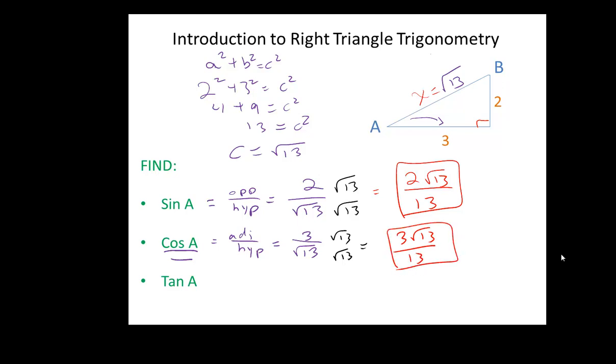Now for the tangent of A, I'm still using angle A. This time I need the opposite divided by the adjacent. That's the TOA, if you remember SOHCAHTOA. And so there's angle A, there's my opposite, which is 2, adjacent is 3, and look at that, I don't have to simplify that, that is my answer. The tangent of A is 2/3.